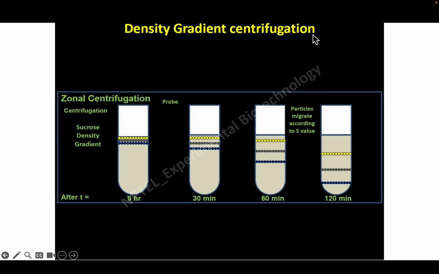Density gradient centrifugation. So this is zonal centrifugation, sucrose density gradient. You have to make a density gradient, where from bottom to top the density decreases. So you have made a sucrose density gradient and you add your sample on top of this density gradient. This is after certain times: 0 hour, 30 minutes, 60 minutes, 120 minutes and so on. You will see that your samples are getting sedimented and differentiated.